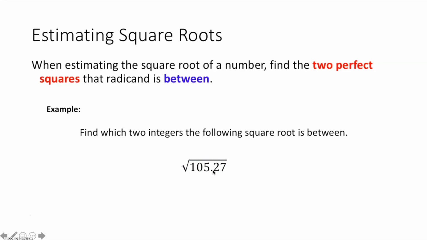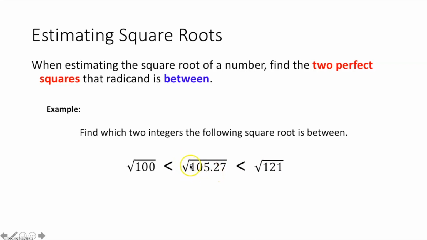So we need to remember back to our perfect squares. What two perfect squares is this between? What perfect square would be less than 105.27? Well, a perfect square that would be less than 105.27 would be 100. So the square root of 105.27 would be greater than 100. But 105.27 would be less than what perfect square? So we need a perfect square that's greater than 105.27. The next one above 100 would be 121. So the square root of 121 then would be greater than the square root of 105.27.